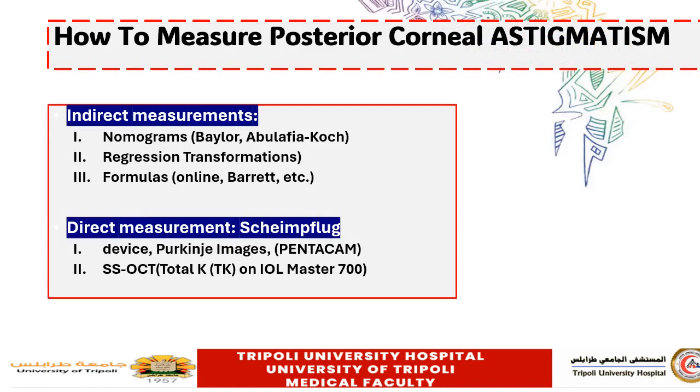To know how to measure the posterior corneal astigmatism, there are different methods, either a direct way or an indirect way. The indirect measurement is by using special nomograms based on the keratometric readings, like the Baylor nomogram and the Abulafia-Koch nomogram. These are traditional and old ones used to predict the posterior corneal astigmatism. Also, special regression formulas are available to predict it. And there are also online calculators like the Barrett calculator and the Alcon Toric calculator.